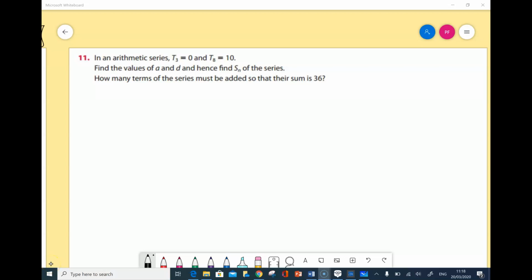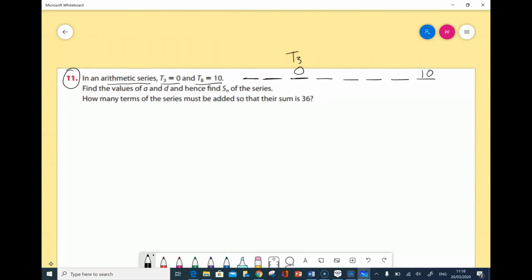Okay, so question 11 is the first question on today's worksheet. In an arithmetic series, term 3 is 0, term 8 is 10. So what does that tell us? It means I don't know what the first term is, I don't know what the second term is, but I do know the third term is 0. I don't know the fourth, the fifth, the sixth, or the seventh, but I know the eighth term is 10. So they told me the third term is 0, and they've told me that the eighth term is 10.